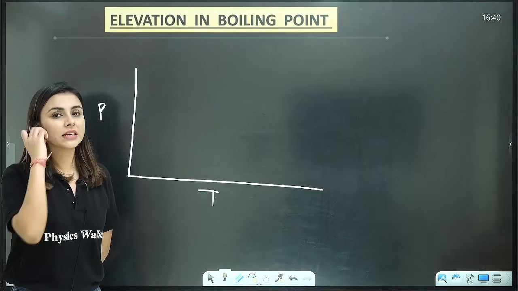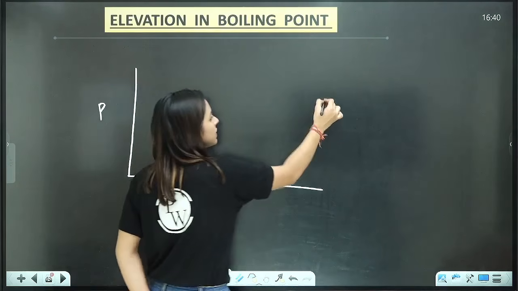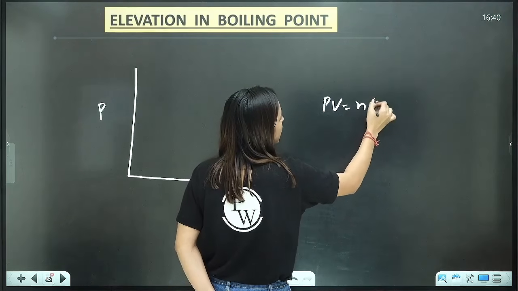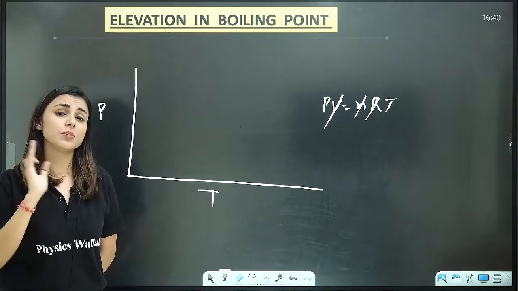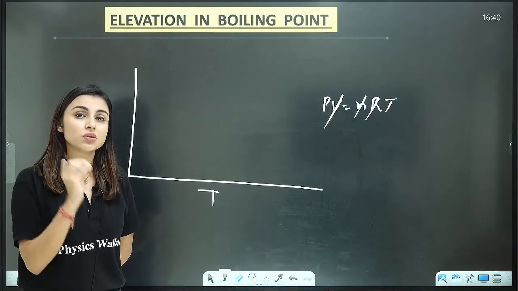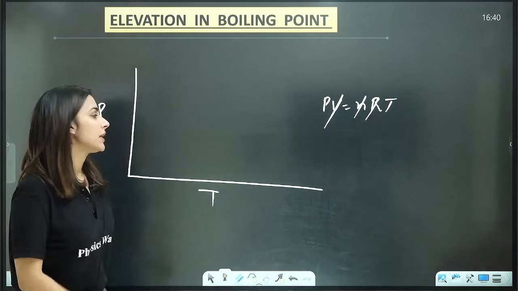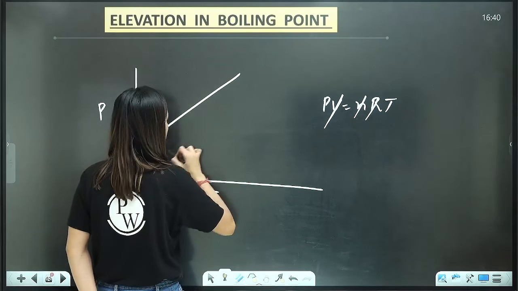What is the graph between pressure and temperature, my dear students? PV is equal to nRT. If you have V constant and R constant, then P is directly proportional to T. So it should be a straight line, right? So I just did this.